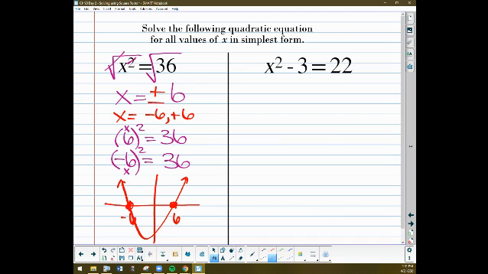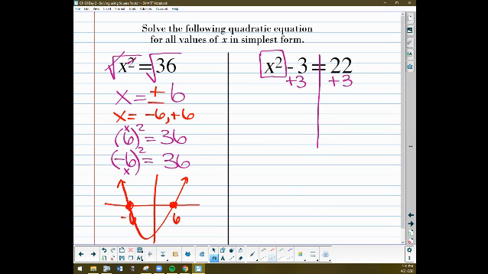Okay, let's kick it up a notch. This time I've got x squared minus 3 equals 22. Okay, I want to solve for x, so I'm going to follow the exact same process that we did when we did a linear function. I want to get x squared by itself. Just like in a linear function, I wanted to get x by itself, I want to get x squared by itself. So the first thing I have to do is I have to add 3 to both sides.